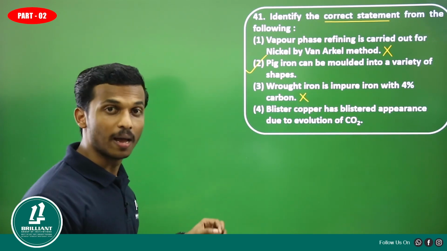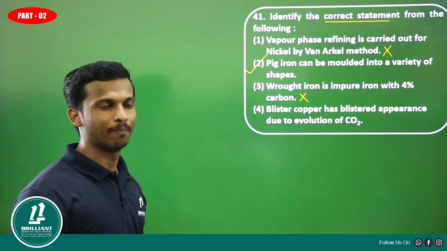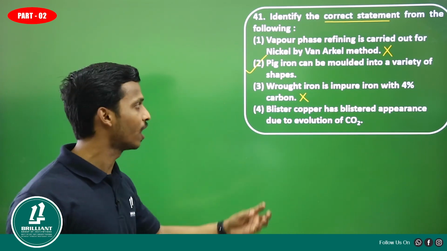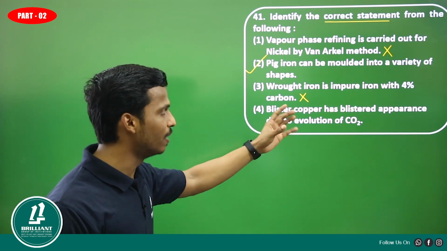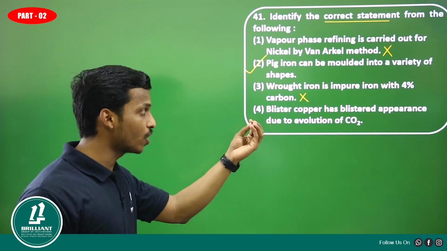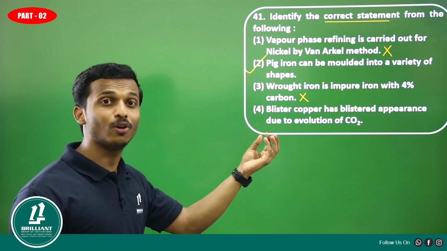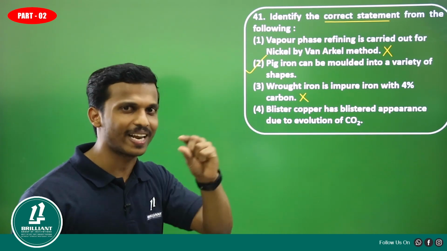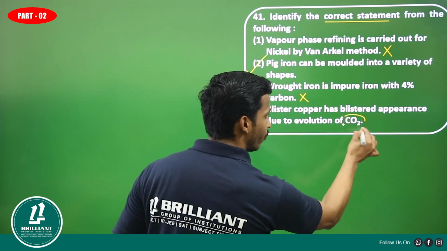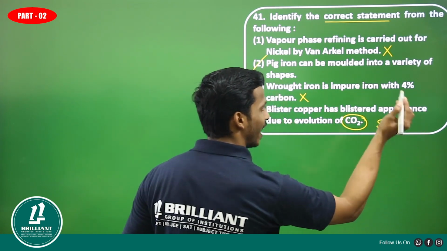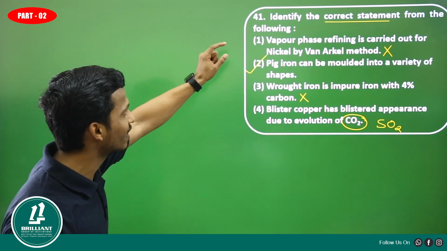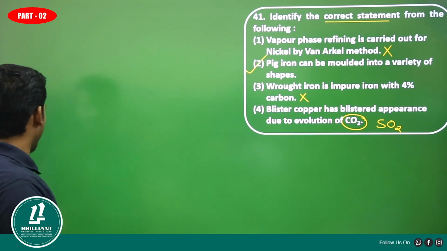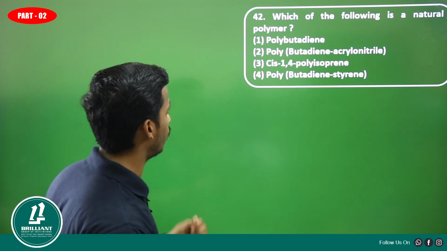What about the fourth one? Blister copper, around 99.9% pure. Blister copper is blistered. Why is it blistered? Because of the appearance due to evolution of carbon dioxide. No, it's given in your NCERT textbook that it is because of the evolution of sulfur dioxide. So the correct statement is which one? Second one. Fine. Now let's go to question number 42.